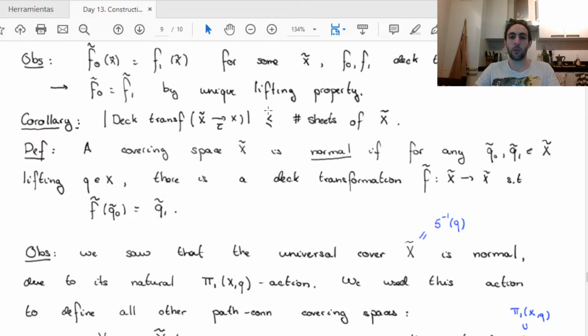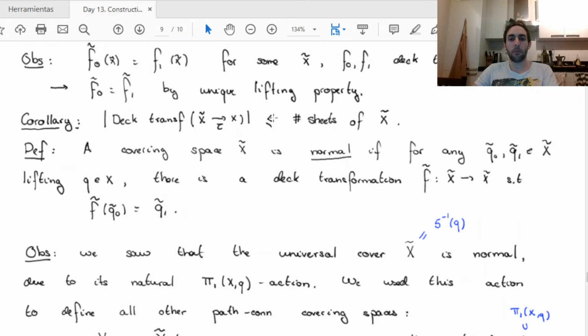Another question is when this is an equality. And we are going to give this a name. We say that the covering space X tilde is normal if we are able to map any two points in the preimage of Q to each other by a deck transformation. So basically, deck transformations act transitively in the fiber above Q. And equivalently, there are as many deck transformations as sheets, because you're able to move any sheet to any other.